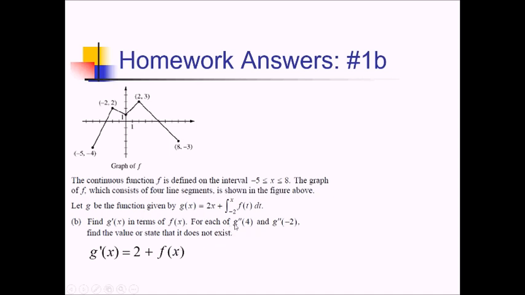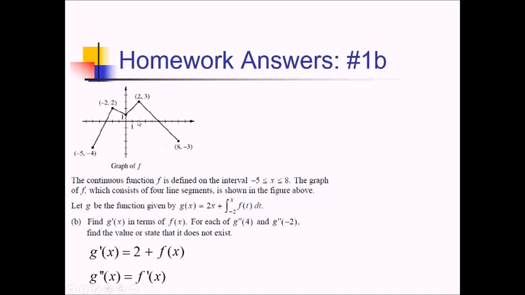Next, they want us to find g double prime of 4 and g double prime of -2. Well, g double prime in general is going to just be f prime of x. This 2 is gone because it's a constant, and then we just have the derivative of f. So basically, g double prime of x is just giving you the slope of this graph of f that they gave you up here. So when they ask for g double prime of 4, they're just asking for the slope of f at x equals 4.